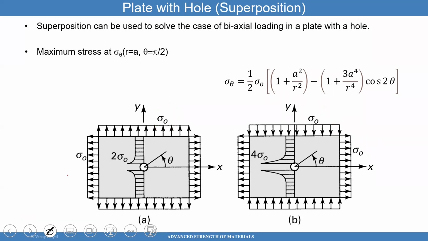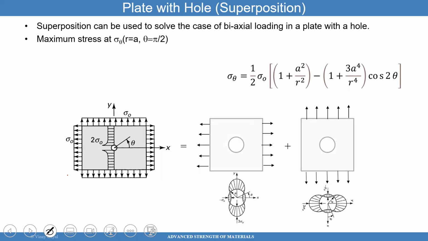You can use superposition to solve some of these biaxial load cases, and you can use the sigma theta theta equation in a smart way. You can look at the variations of that in many ways to be able to solve the problem. So for example, let's consider this case first. I can break up that problem into problem number one and problem number two.